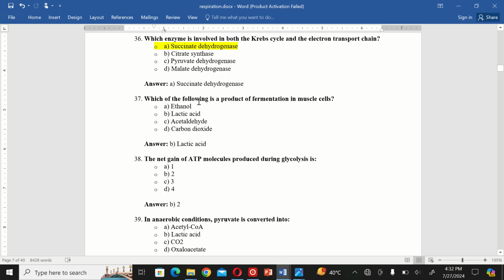The next MCQ is: which of the following is a product of fermentation in muscle cells? A. Ethanol, B. Lactic acid, C. Acetaldehyde, and D. Carbon dioxide. So the correct option is B, lactic acid. The net gain of ATP molecules produced during glycolysis is A. 1, B. 2, C. 3 and D. 4. So the correct option is B, 2.